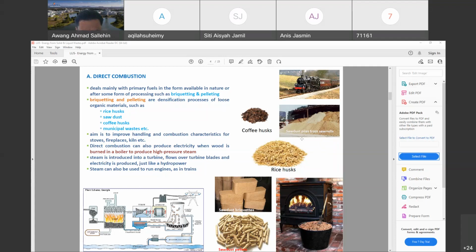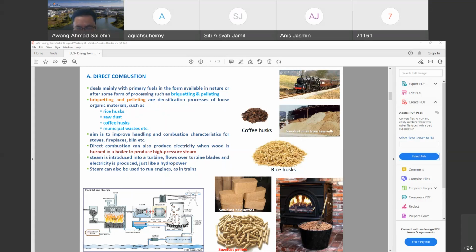Okay, so the direct combustion of all these lignocellulosic biomass can also produce electricity. When all this material is burned in a boiler, it produces high pressure steam, and this steam will be the one that moves the turbine, flowing over the turbine blades, and as a result, the kinetic energy is converted into electricity. Just something similar to our hydropower, the one that we have in Bakun, where we use the water to move the turbine. In this case, we use the steam.